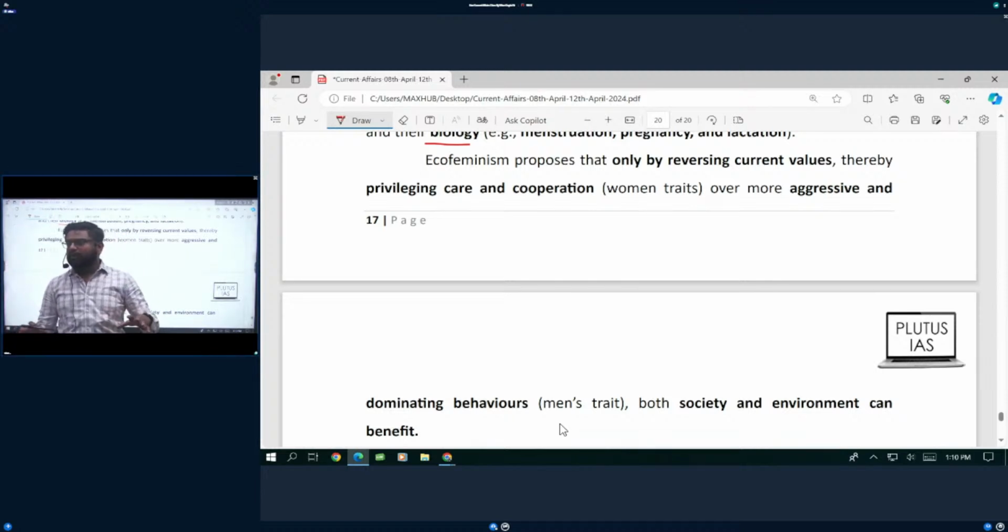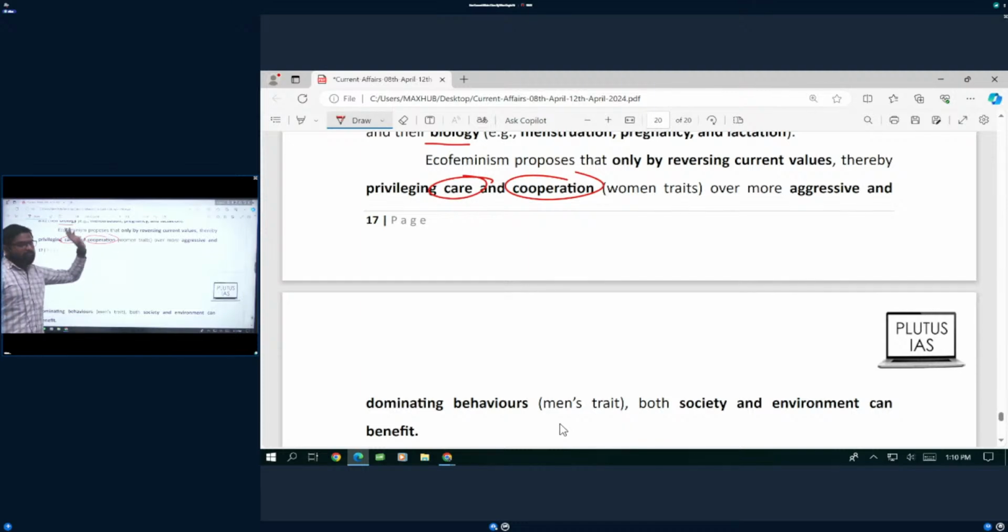कैसे? We have to exploit it. Ease of doing business. Highway banana, expressway banana. No. We have to move toward more cooperation and care. Basically they argue these are woman traits.